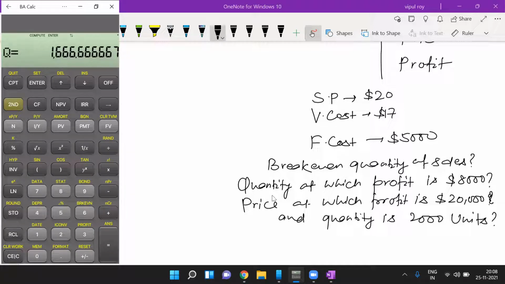Now your second question is the quantity at which profit is $8,000. So we are going to use the same function. Now they are saying at which quantity your profit is going to be 8,000. So you just press 8,000 in profit, enter, and then simply compute quantity. This is coming 4,333 units. So at 4,333 units, your profit will be 8,000.